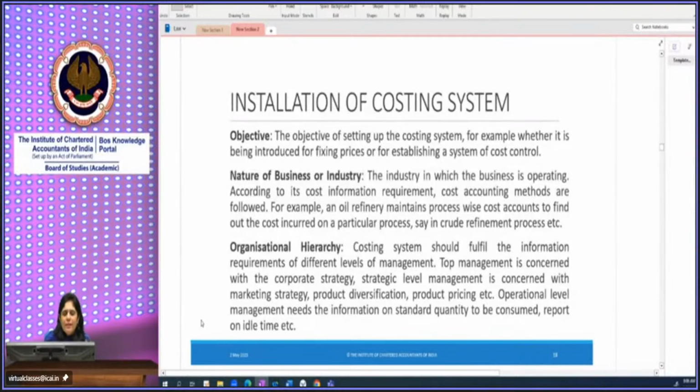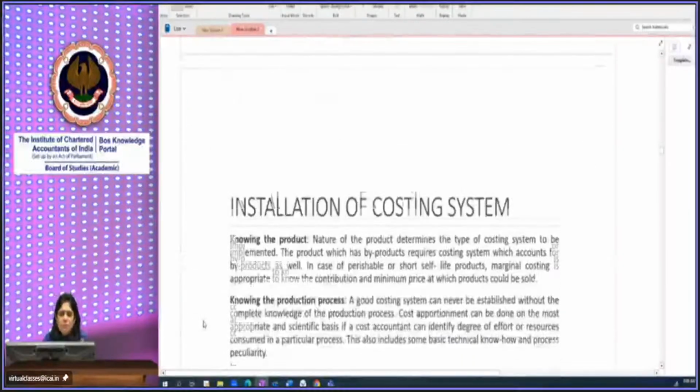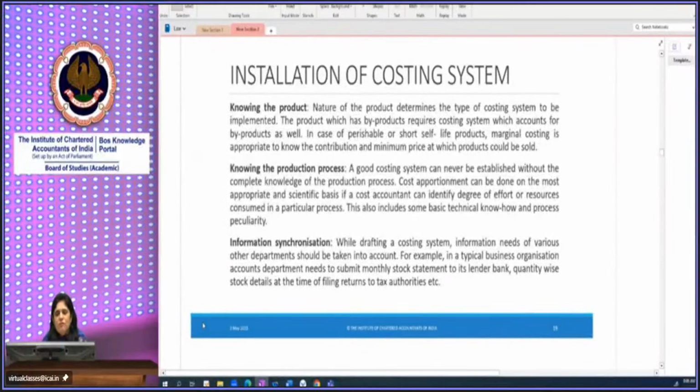All right. Organization hierarchy, of course, so there are different levels of management. So top management, strategic management. Accordingly, what is the requirement of the management? What type of reports will they want from the cost accounting department? That also depends on what cost accounting system you want in your organization. Then, of course, knowing the product, again, which type of costing system you have to implement. If it has a byproduct and you want the costing of the byproduct also, then you require the cost accounting system that gives you the breakup of main product and byproduct. So it depends on what type of product you are into.